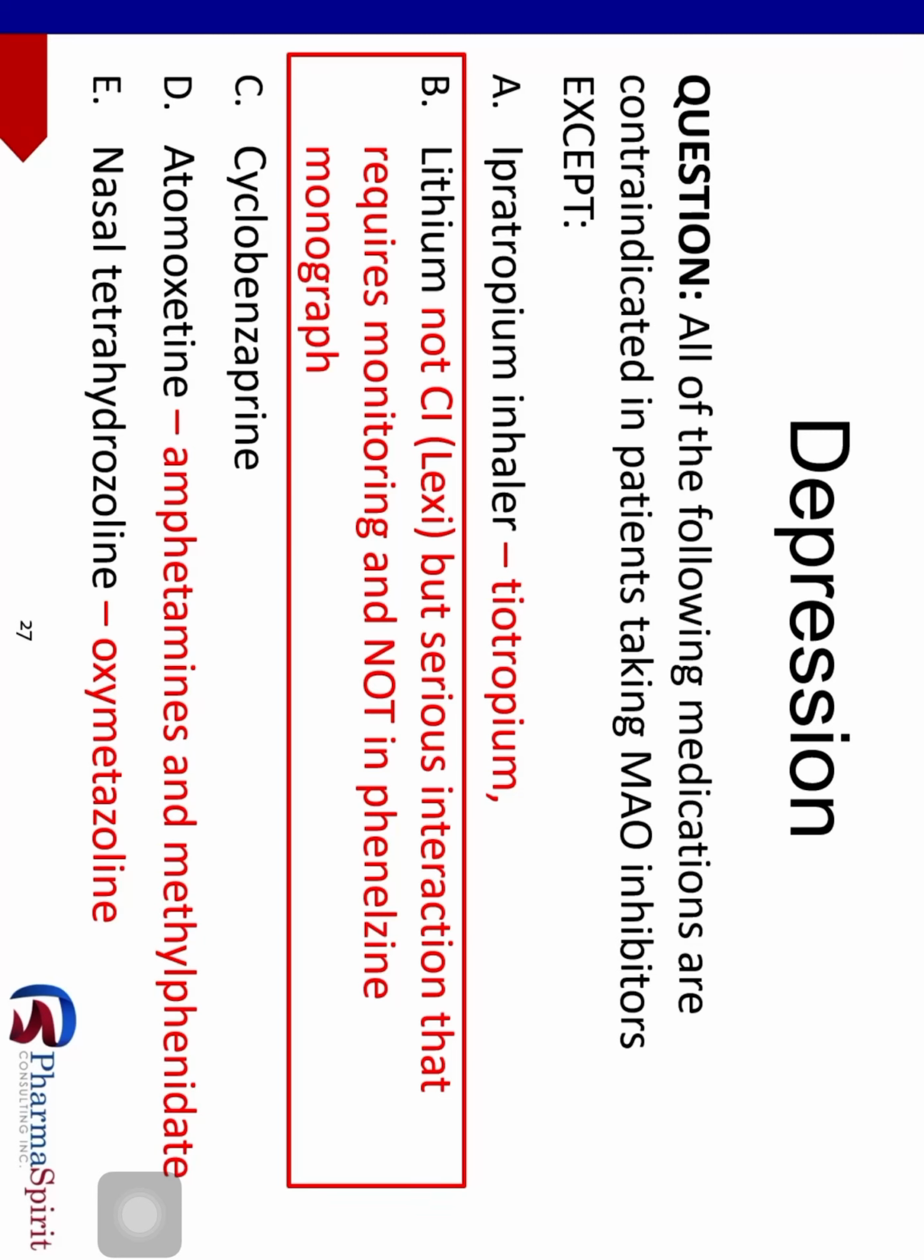And the reason this is interesting, because we don't usually think about inhalers as drugs that may interact with systemic agents, because you may think the absorption is very minimal. Cyclobenzaprine is contraindicated. Atomoxetine, amphetamines, and methylphenidate, the drugs that are used for ADHD, are also contraindicated. And as you know, all sympathomimetic drugs such as the decongestants, either nasal or systemic decongestants, should not be used in patients taking MAO inhibitors.